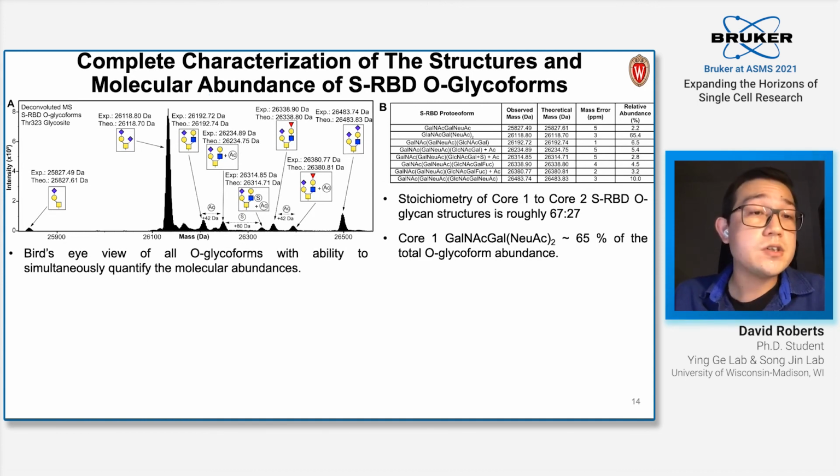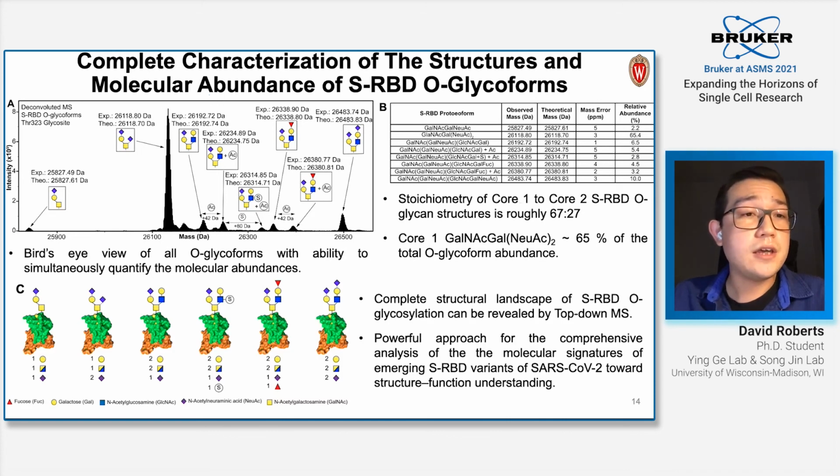And so maybe going a step further, future studies can take advantage of some of this site-specific or glycoform-specific information to perhaps better understand or even target specific glycan features for targeted therapeutics. And so what I'm showing here is a structural landscape of all the O-glycosylation that has been revealed by top-down MS for this SARS-CoV-2 protein. And so I hope you see that this can be a potentially very powerful approach for characterizing emergent S-RBD variants towards future structure-function studies.